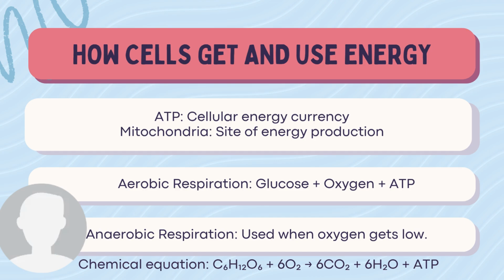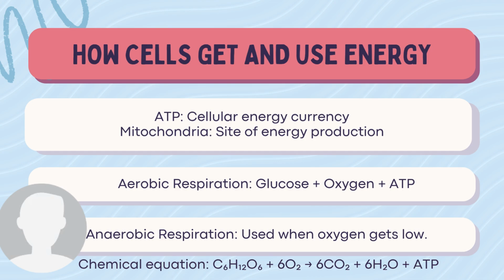To start, let's talk about energy. Every cell in your body needs energy to survive and do its job. That energy comes from a molecule called ATP, which stands for adenosine triphosphate. Think of ATP like a fully charged battery. When the cell needs to power something, like moving a protein or sending a nerve signal, it spends that ATP.